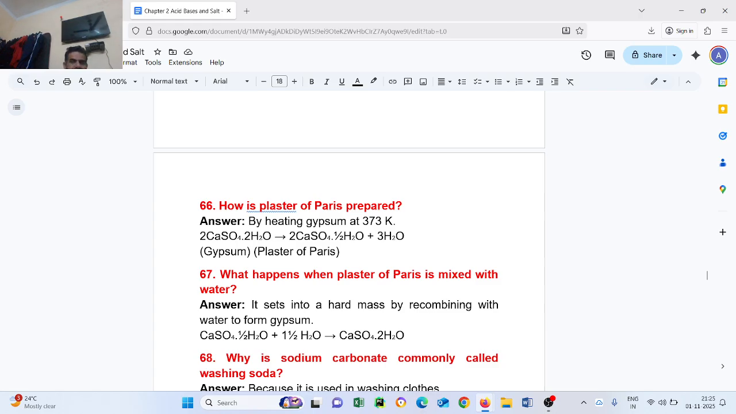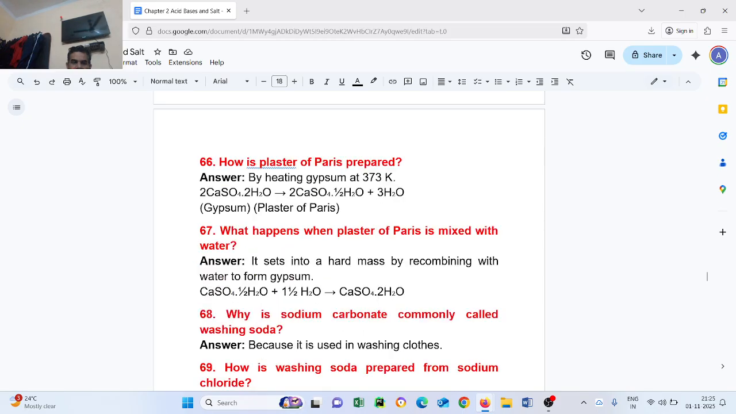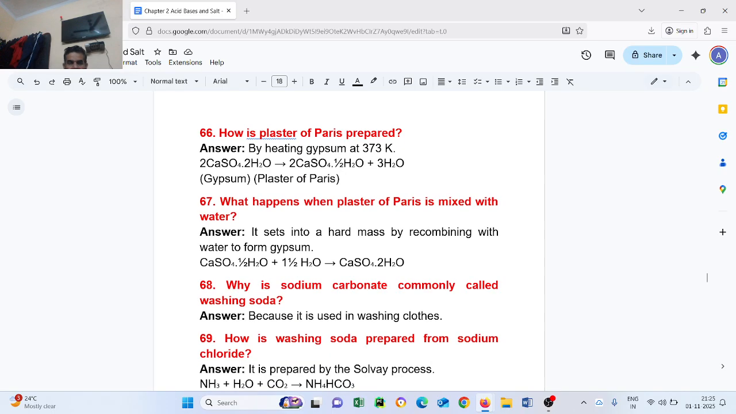Question number 66. What happens when plaster of Paris is mixed with water? It sets into a hard mass by combining with water to form gypsum. CaSO4·½H2O plus 1½H2O gives CaSO4·2H2O.